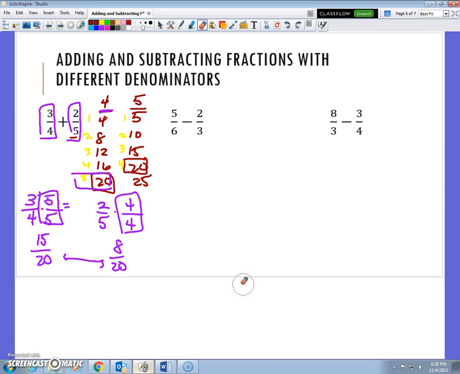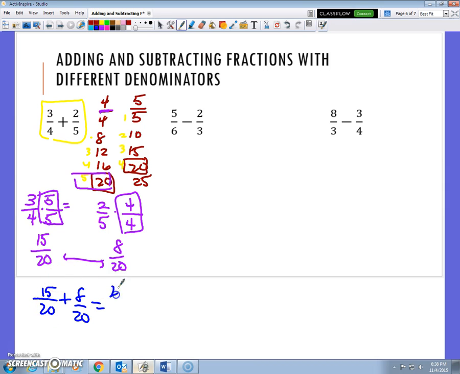So what I've accomplished here is, when I'm looking back at my original problem, instead of writing 3/4, what I'm going to write is 15/20. And I'm still going to have my plus sign. Instead of writing 2/5, what I'm going to write is 8/20. And now I can add these together because we've been practicing this. We know how to add fractions that have the same denominator.